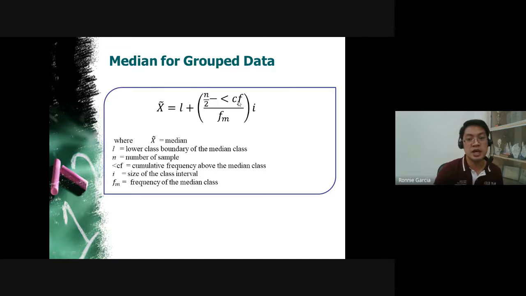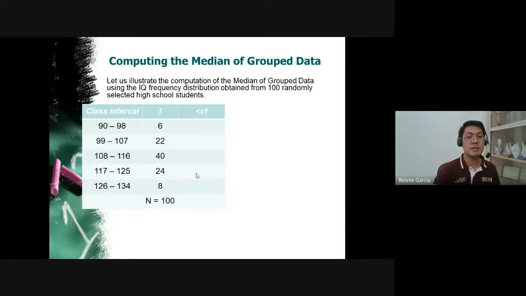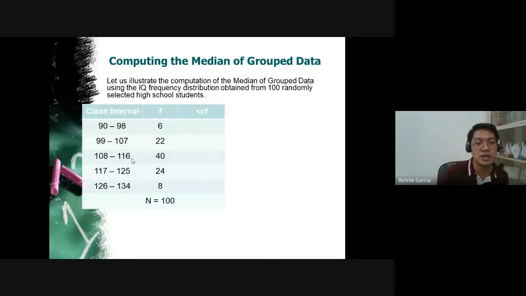Ang pasabot aning CF, another concept ang introduced, cumulative frequency. And naman siya less than, so that is above the median class. So we will compute later the cumulative frequency divided by f sub m, which is the frequency of the median class. Tapos, kaning quantity, i-multiply nimo karon sa i. I is the size of the interval class. Imong ihapon. So let's have the same example, katong IQ score of the students.